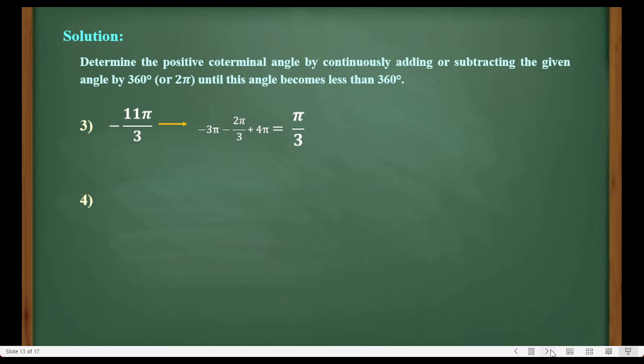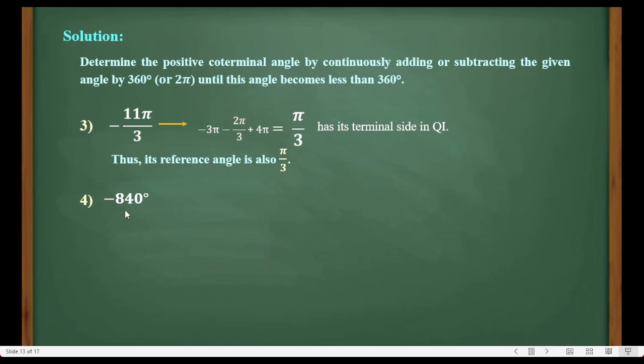And where can we find the terminal side of pi over 3? Obviously, its terminal side is in quadrant 1. So what does that mean? This angle coterminal to the given angle will also serve as the reference angle. Again, okay, so thus, its reference angle is also pi over 3. Okay? Next, number 4. How about negative 840 degrees?